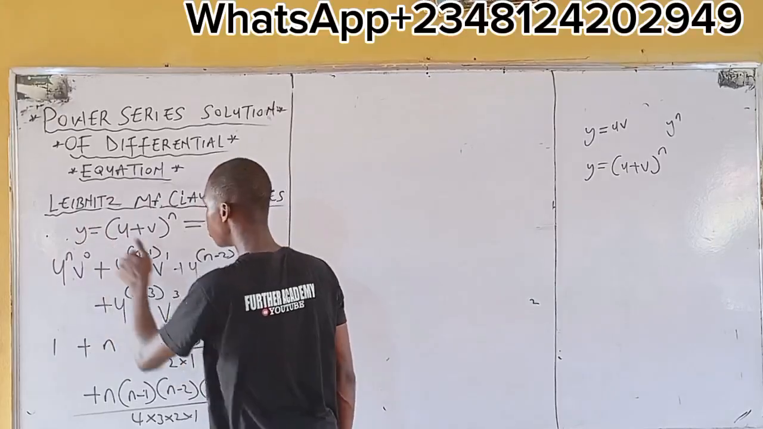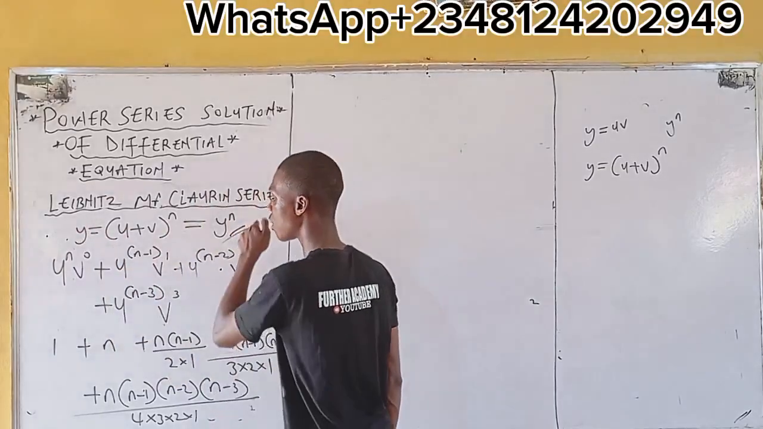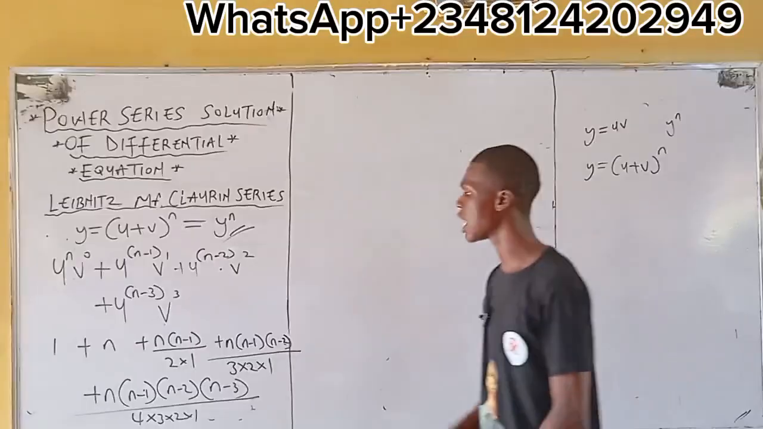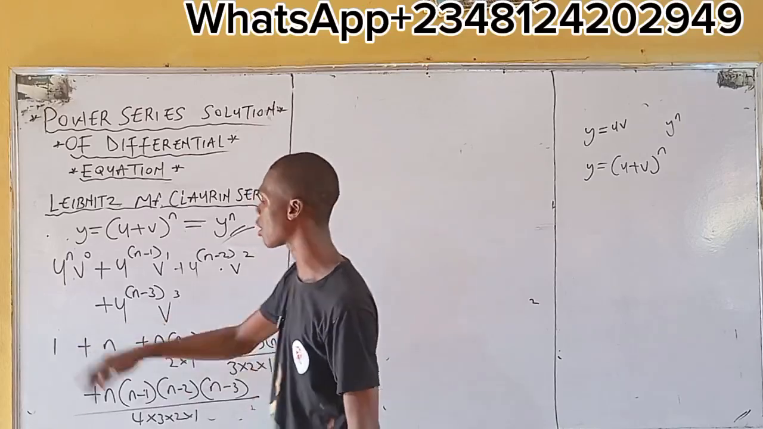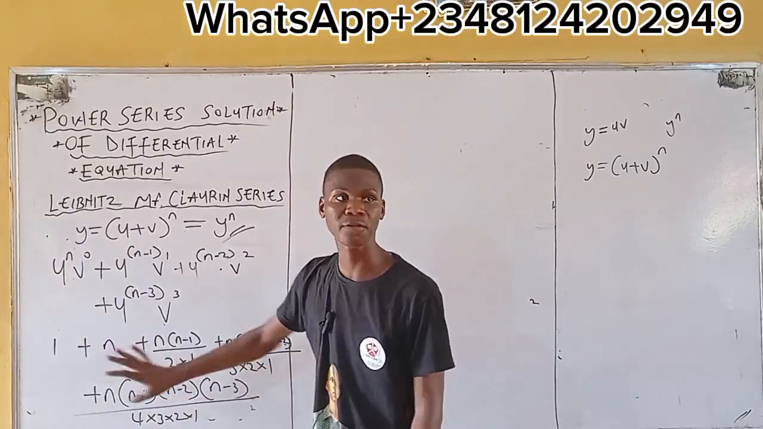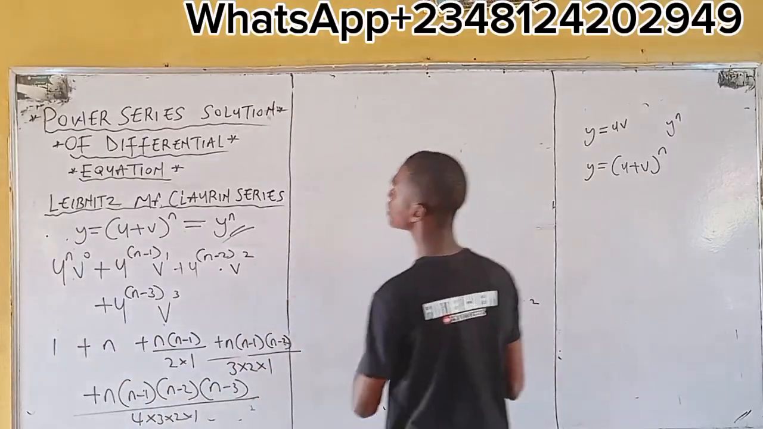U raised power of 0 plus u raised power of 1 plus u raised power of 2 plus u raised power of 3. But the question now is, how do I get my coefficient? How do I get my coefficient? Take note, this is the formula for your coefficient. This is the formula for your coefficient.